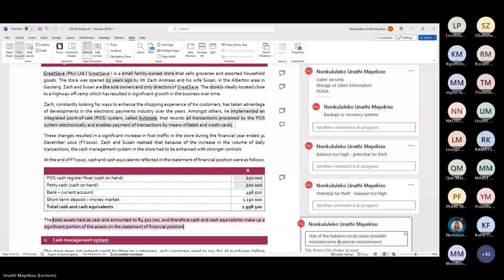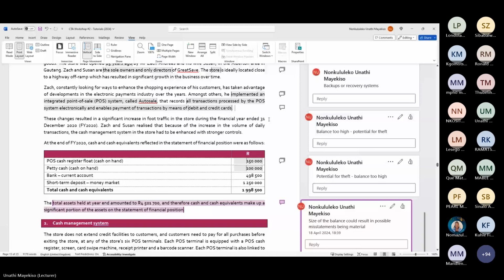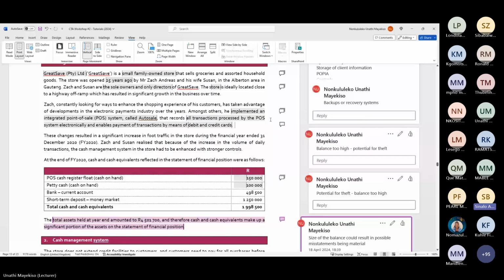Hi, Unati. I think English is kicking me. It's kicking me as well in this sentence. In paragraph 2, when they're saying all transactions are processed by the POS system, do they mean that they process all their transactions via debit cards and credit cards, or they also accept cash in this business? I suppose because they have a cash register float, they also accept cash. Yeah, because I was going to ask about that.